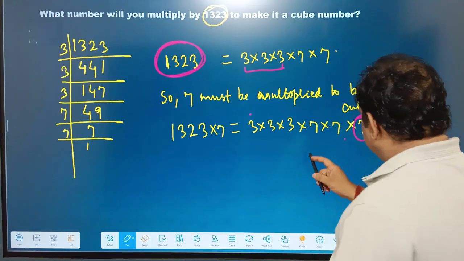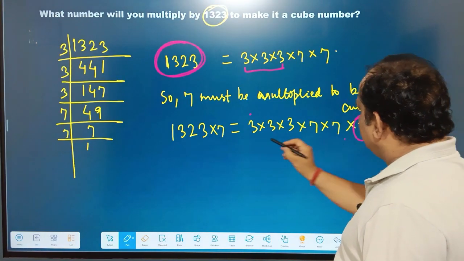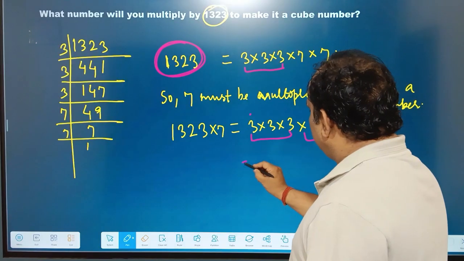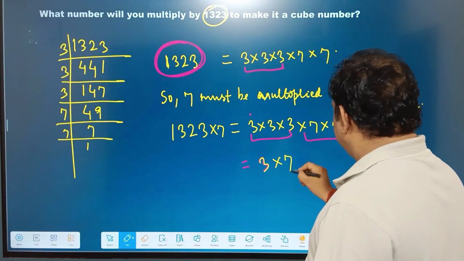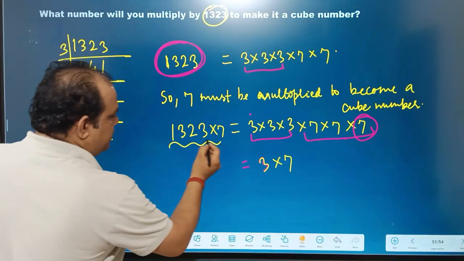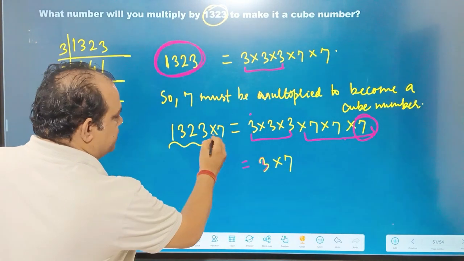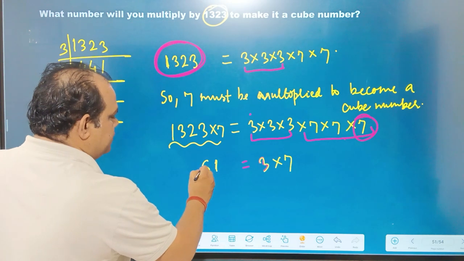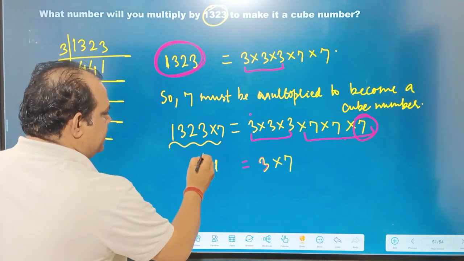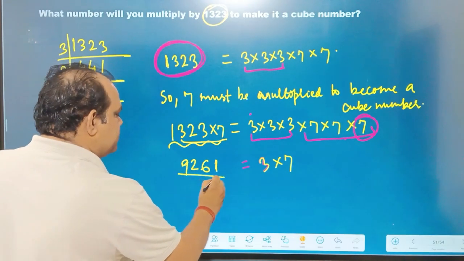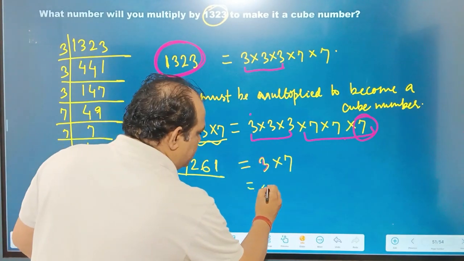So now the moment we multiply 7, you see this is one triplet, this is one triplet, right? So this would be 3 and this one is 7. Now check what this number would become. 7 3s are 21, 7 3s are 21, balance 2, 7 2s are 14 and 2 is 16, balance 1, 13 7s are 91 and 90. So once you multiply this and this, you will get this number, 9261, and the cube root is equal to 21.